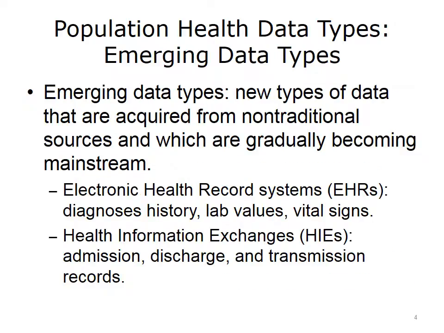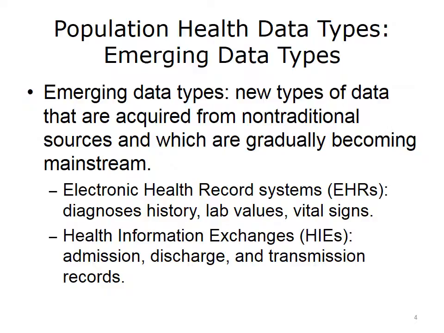On the other hand, the emerging data types are often new types of data that are acquired from non-traditional sources of population health. These data types are gradually becoming more available across large segments of the population, thus making them an important source of population health data in the near future. Some of these data sources and their attributed data types include electronic health record systems, EHRs, which contain multiple data types. EHRs include both common and emerging types of population health data.